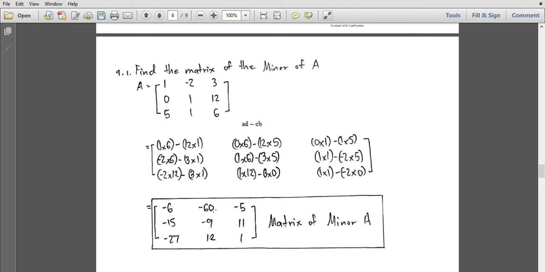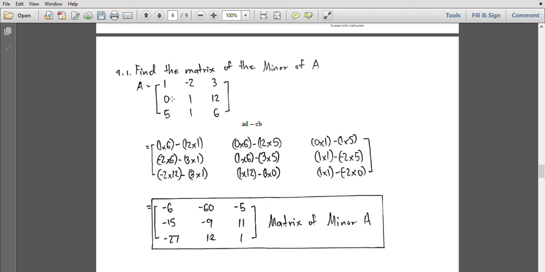Then for this element 3, these are its A, B, C, D. Then using the formula AD minus CB, we have 0 times 1 minus 1 times 5, which equals negative 5.